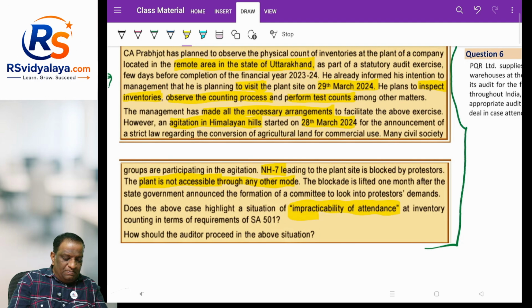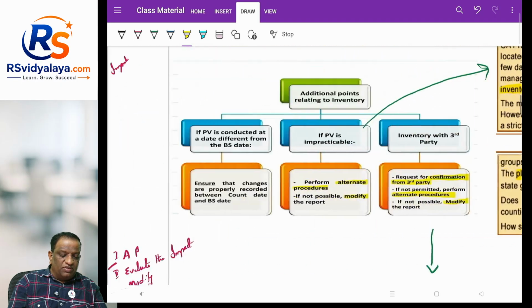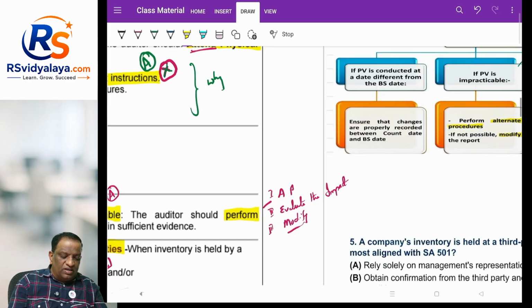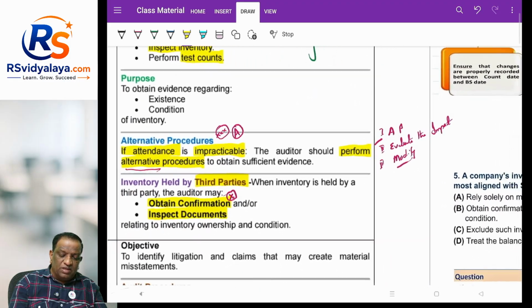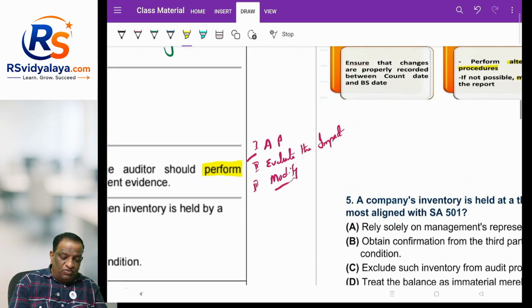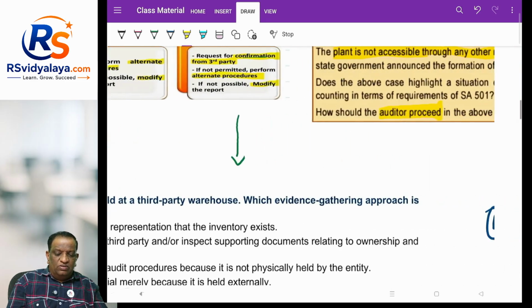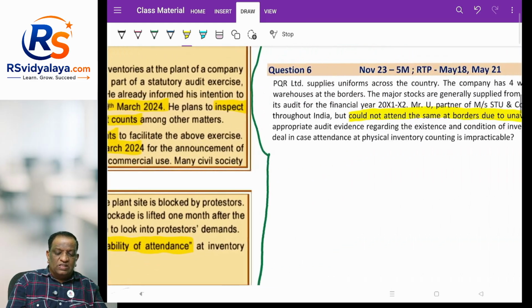Now he is asking what an auditor should do, because now that he can't reach the plant, what is it that he has to do? So that is where we will go back to it. Wherever the physical verification is becoming impracticable, the auditor should perform alternate procedures and evaluate the impact of it. If that is not possible, then based on the impact, modify the report if it is required. That's all. So you get 5 marks for knowing this small point.